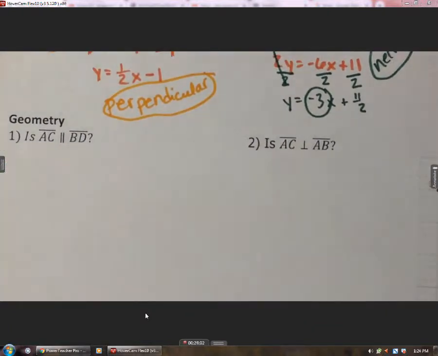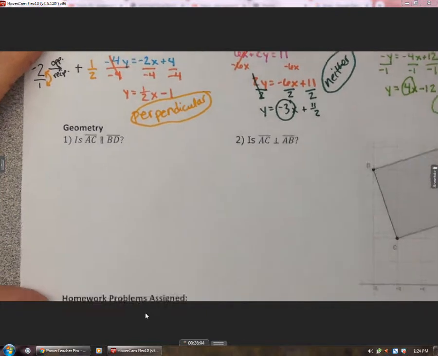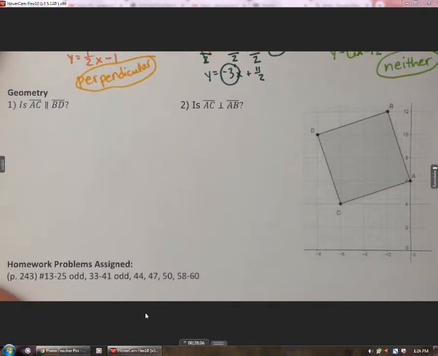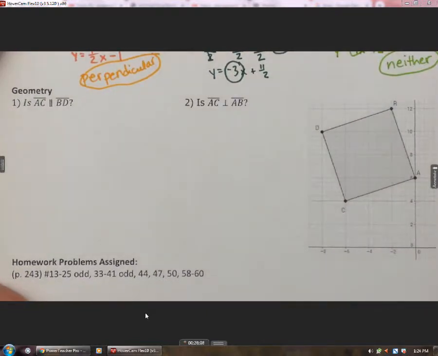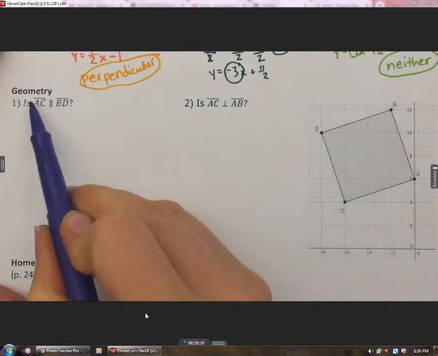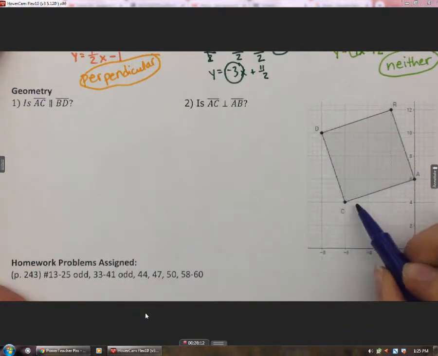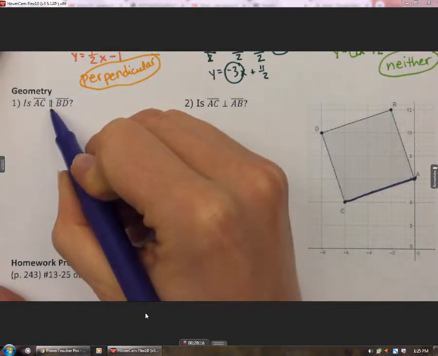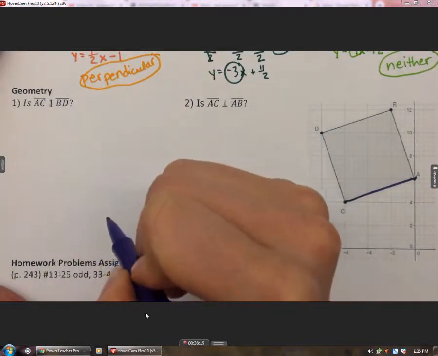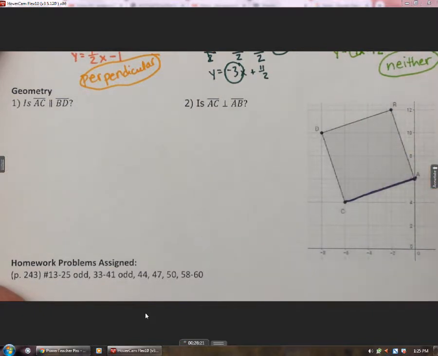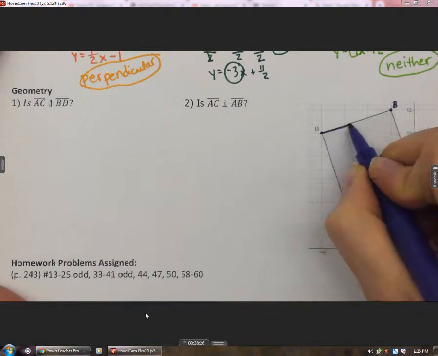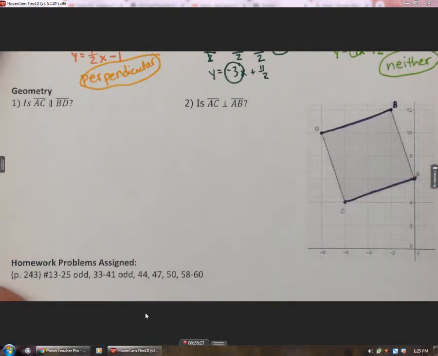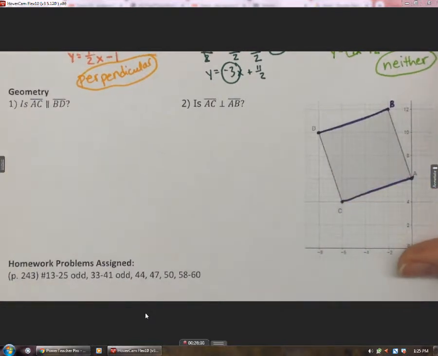And then you have a couple geometry application problems. They want to know, this means line segment AC, so on my graph it'd be the line segment from A to C. Is that parallel? Yeah, the book uses up and down lines. Parallel to BD. Oops, this is a B, it got cut off. Is it parallel to BD? Well, does it look like it? You bet it does. But you have to prove it.